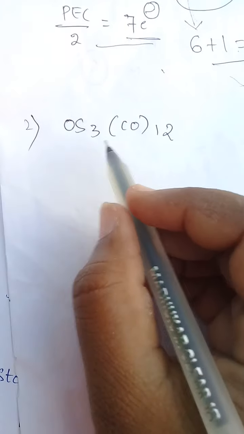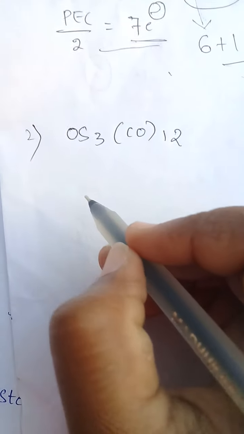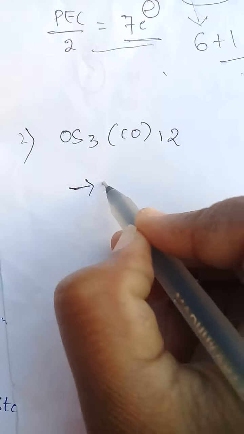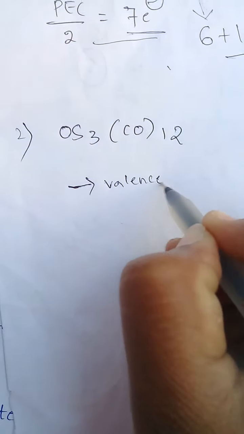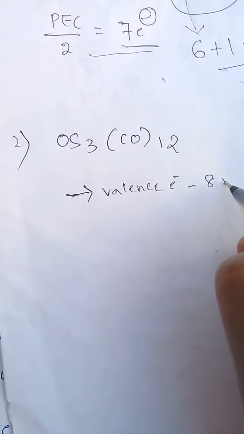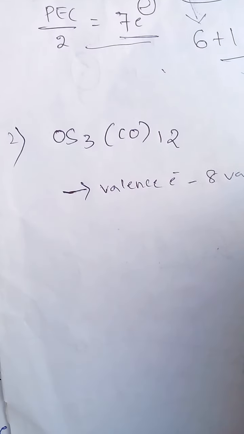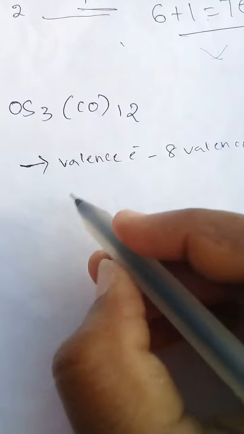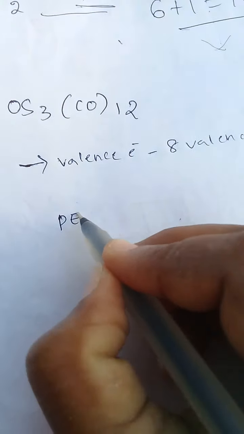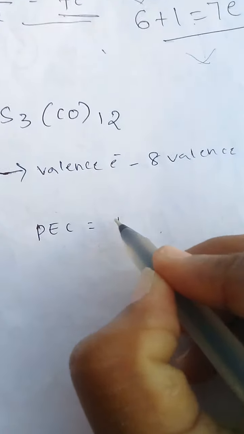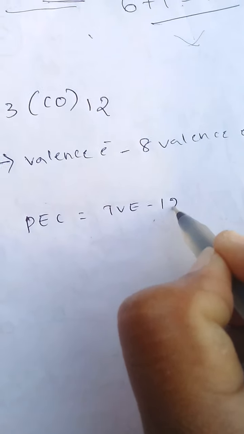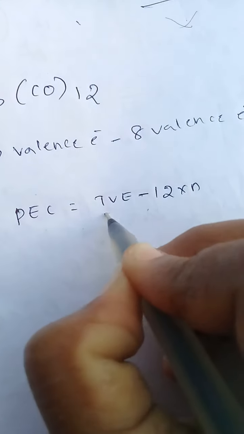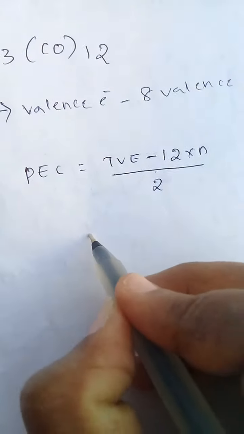Next example, Os3(CO)12. Osmium has 8 valence electrons. And the formula for polyhedral electron count is total valence electrons minus 12 into n, by 2.